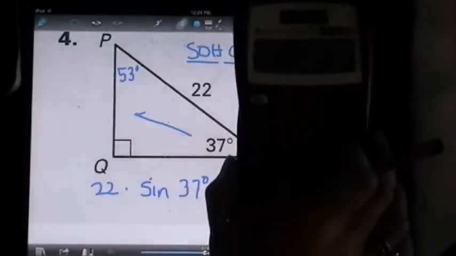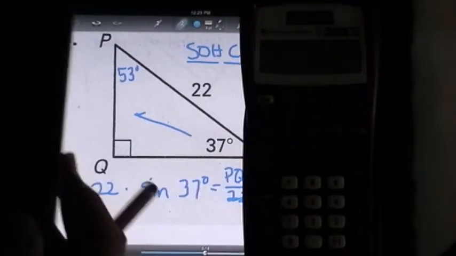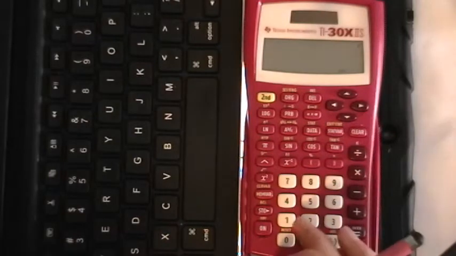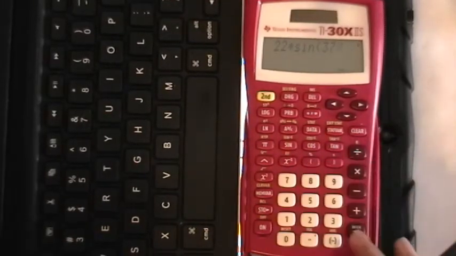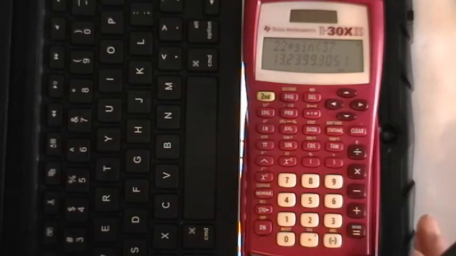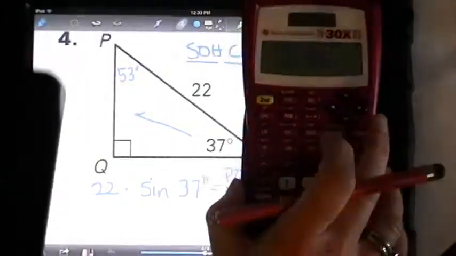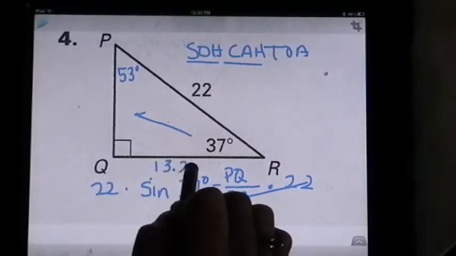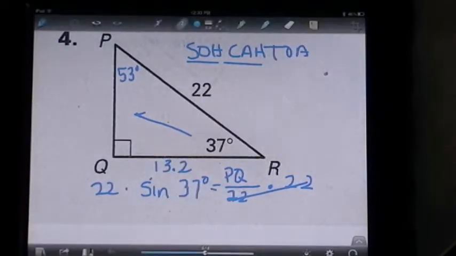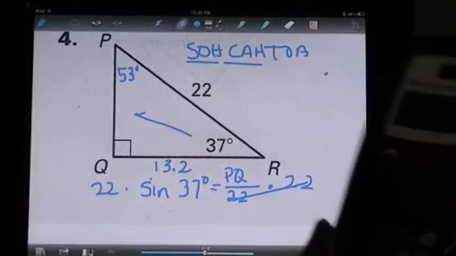Keying it into the calculator, we say 22 times sine 37 equals 13.2. Okay, there are two ways we can do this. Probably the easiest way is to use the Pythagorean theorem.